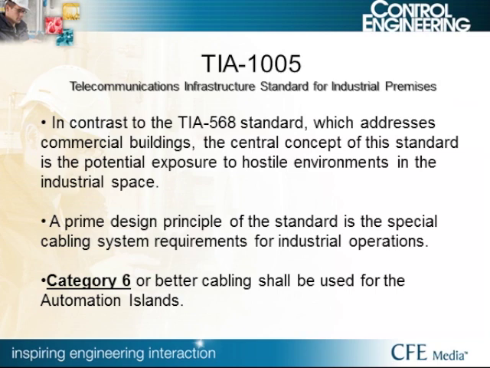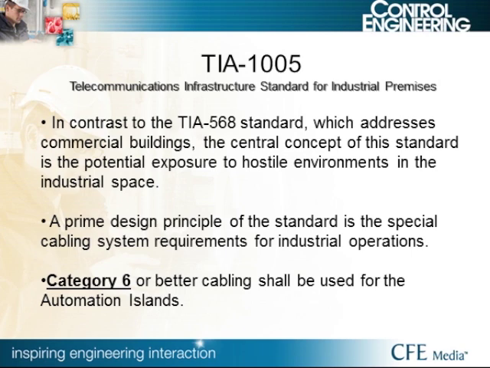In response to the greater use of Ethernet in industrial networks, in 2009, the TIA ratified the 1005 standard for industrial infrastructure to provide the recommended practices for industrial Ethernet networks. In contrast to the TIA 568 standard, which addresses commercial buildings, the central concept of the 1005 standard is the potential exposure to the hostile environments of industrial applications.